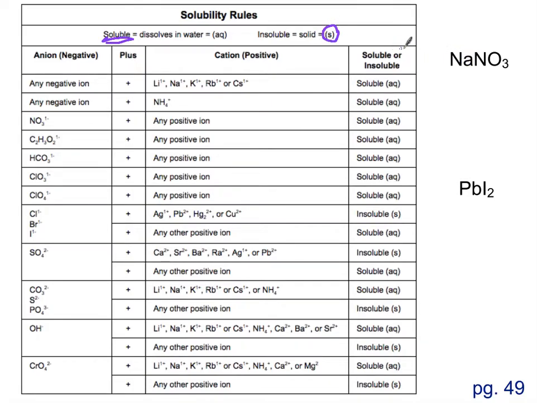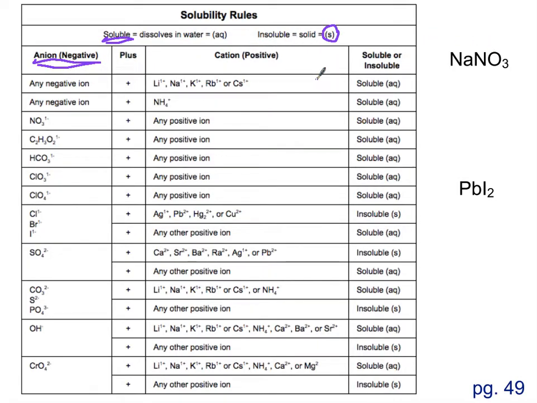So let's take a look at the solubility rules for these 2 compounds. These were the products of the reaction we just looked at. So we have sodium nitrate, NaNO3. Now notice that when we're looking at our solubility rules, you're always going to start from left to right, and we're always going to be starting by looking at the anion, which is the negative ion in your compound.